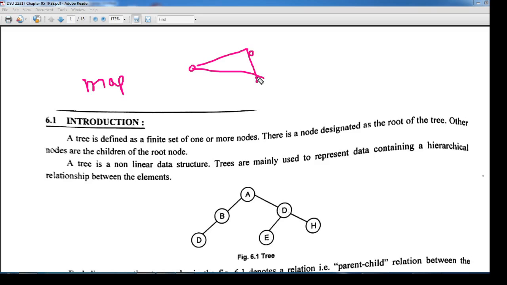So this is the last part of the syllabus. We will see how it works. First of all, we will see the introduction to trees.